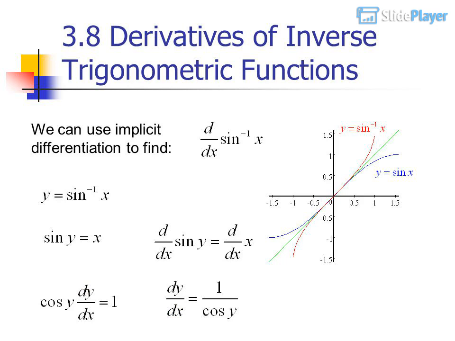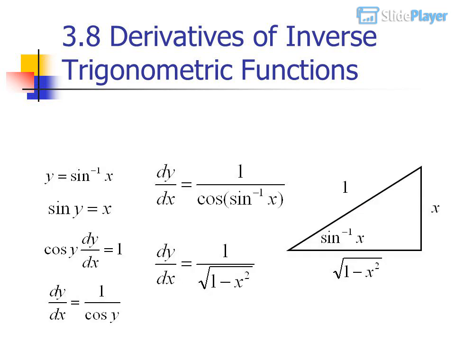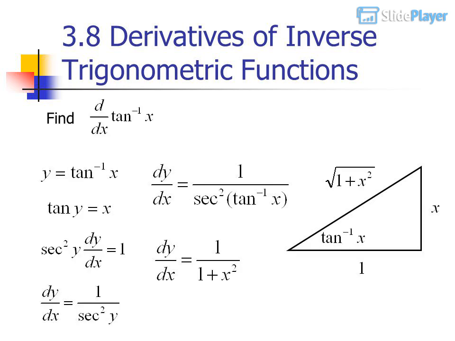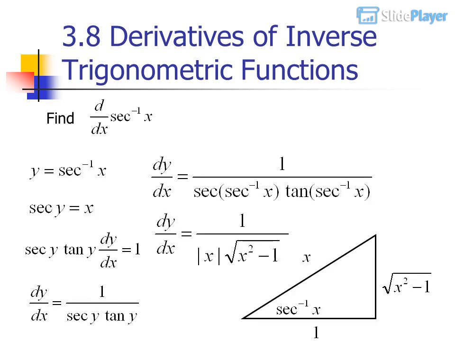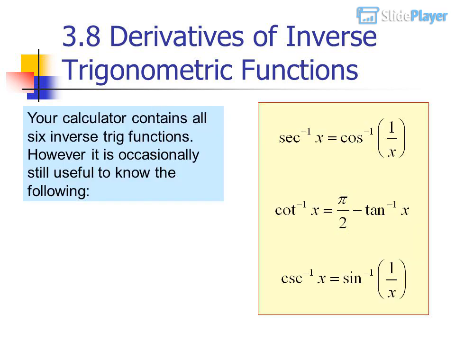We can use implicit differentiation to find the derivative of inverse sine, but cosine is positive here. Find the derivative.